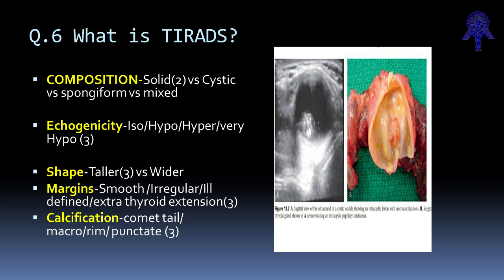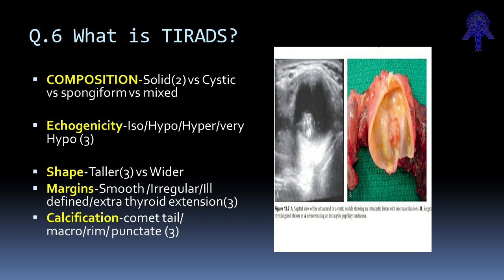Composition: solid, cystic, spongiform, mixed. The maximum weightage is given to the solid nodule, that is a weightage of 2. Second, echogenicity, it can be iso, hypo, anechoic, hyperechoic, very hypoechoic. Very hypoechoic is given a weightage of 3. Now, echogenicity will be asked is compared with what structure? Echogenicity is compared with the echogenicity of the strap muscles. So, if the echogenicity of the nodule is less than that of strap muscle it is hypo, otherwise it is iso or hyper.